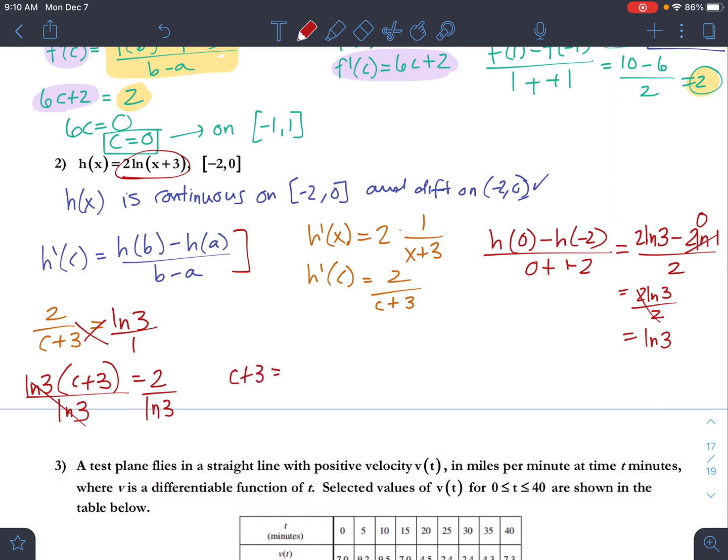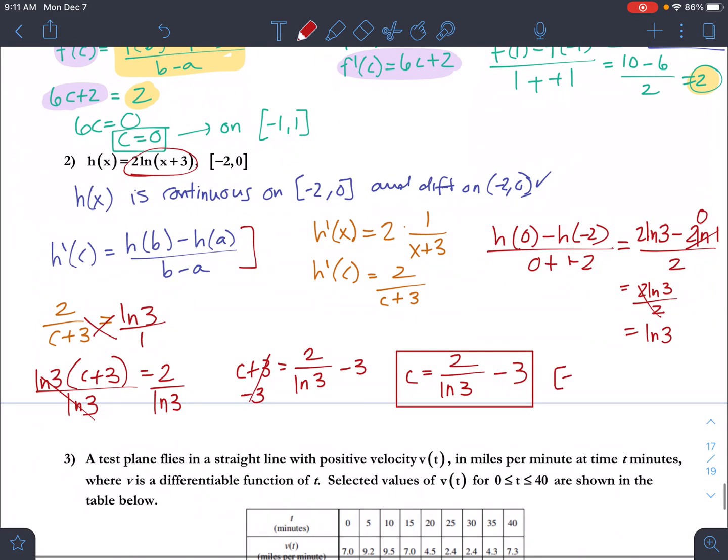When does c plus 3 equal 2 over natural log of 3? Well, it's when we subtract 3. So c is equal to 2 over ln of 3 minus 3. Remember, this value should be within negative 2 to 0. If you do some calculations, it's like negative 1.1 something. We're not going to calculate that right now, but just as a heads up, it is in negative 2 to 0. So this is a valid c value for this to work.